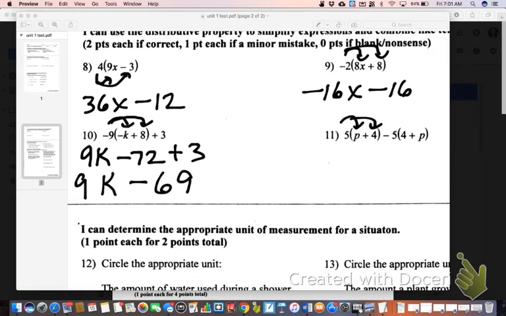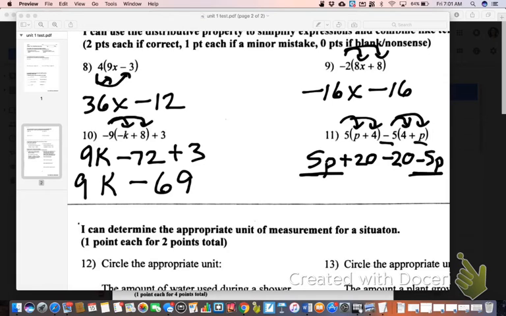Then I've got distributive here. 5 times p is 5p. 5 times 4 is 20. Notice here when I do my distributive, that's a negative 5. So that is minus 20, and the negative 5 times p is a negative 5p. Lots of you guys said it was a positive 5p, but that's a negative 5 times a positive p. So look what happens when we combine our like terms. I've got a 5p and a minus 5p, so those guys are just going to cancel each other out. I've also got a 20 and a negative 20, so those are also going to cancel each other out. So if you simplify, you should end up with a 0.